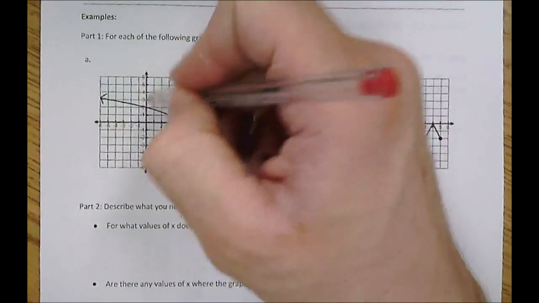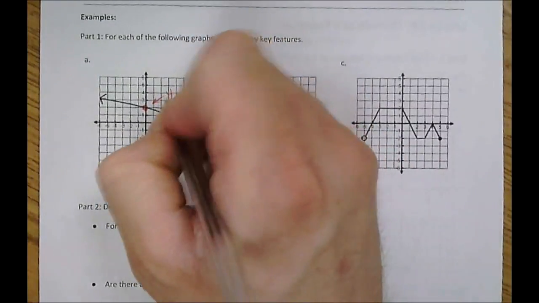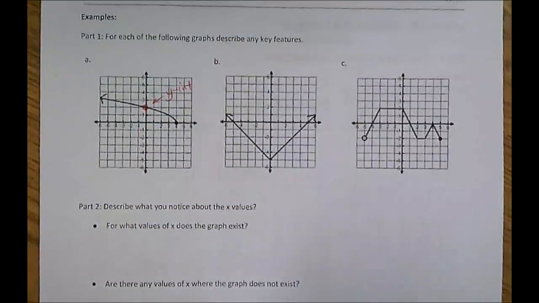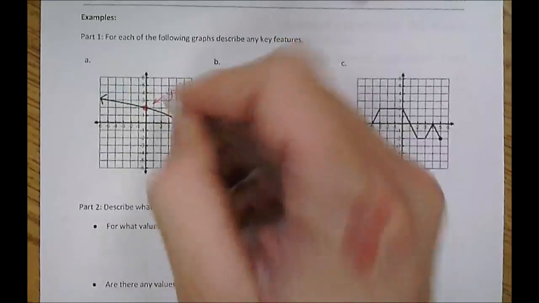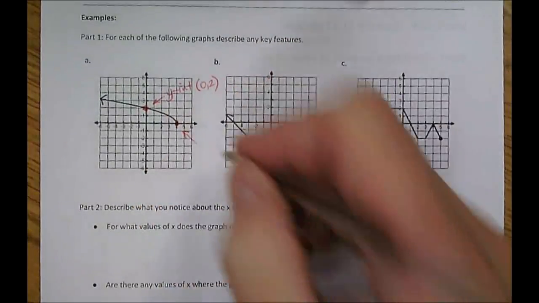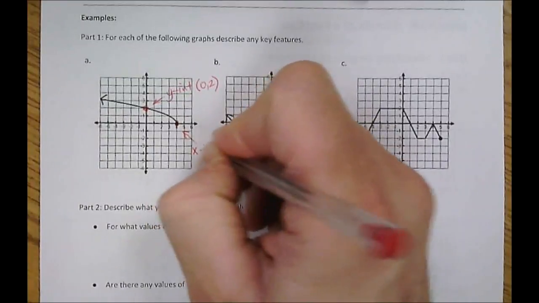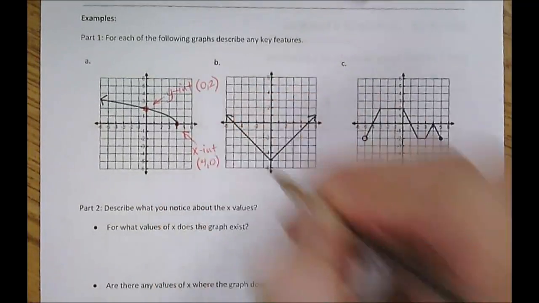And on this function, I notice that right here at a height of 2, that's the y-intercept. To write it in ordered pair form, (0, 2). Right here is the other intercept that we should always be looking for, the x-intercept. And in ordered pair form, that's (4, 0).